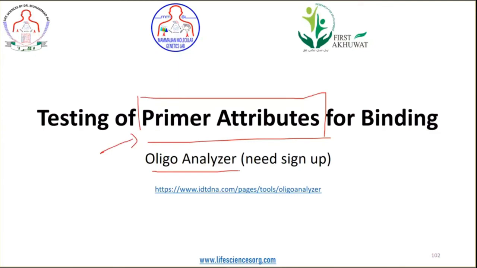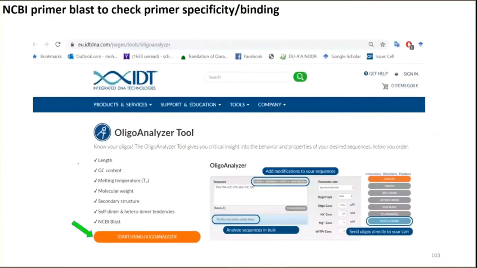This software needs a short sign up. It's no problem, we can do this, and this is the address of the website. We go to this page, oligo analyzer, and then we click here, start using oligo analyzer. Previously we went into the tools for designing qPCR primers, but for testing primers we will go into the oligo analyzer. After we go into the oligo analyzer, we will sign in here.